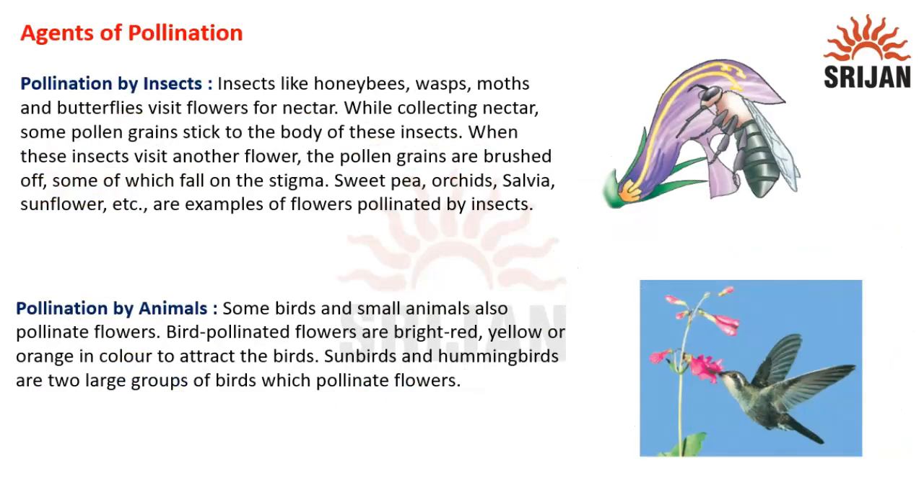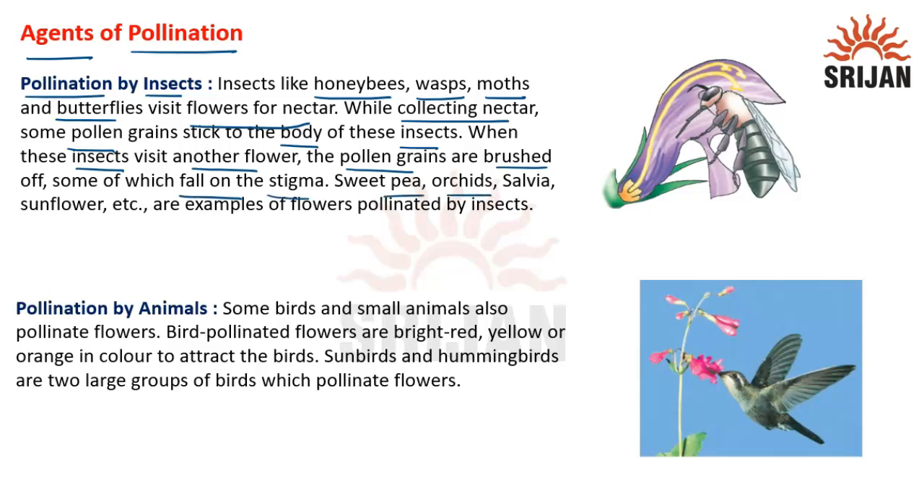Then we will see the agents of pollination. Now, pollination by insects. Insects like honeybees, wasps, moths, and butterflies visit flowers for nectar. While collecting nectar, some pollen grains stick to the body of the insects. When these insects visit another flower, the pollen grains are brushed off, some of which fall on the stigma.